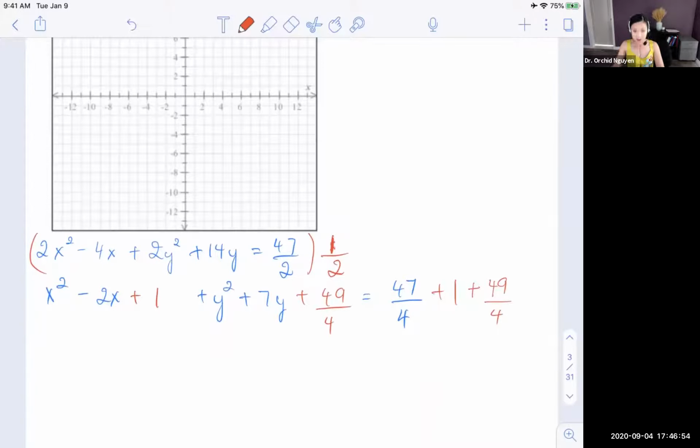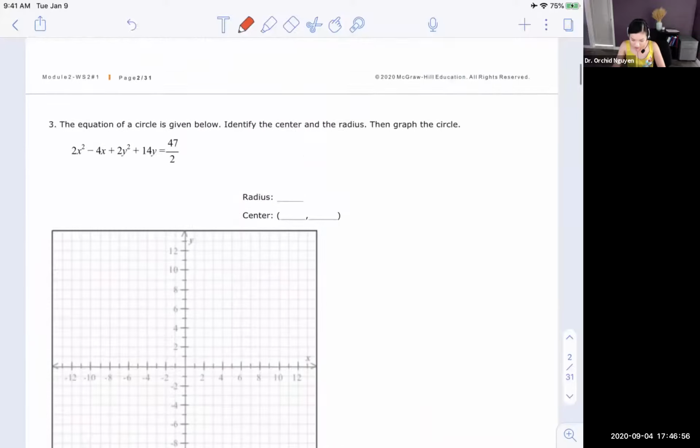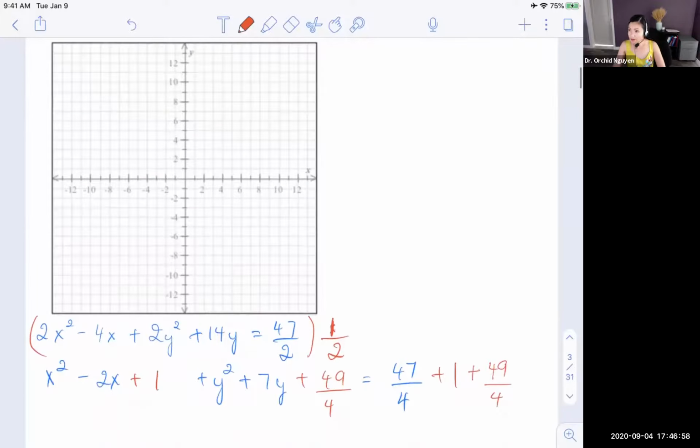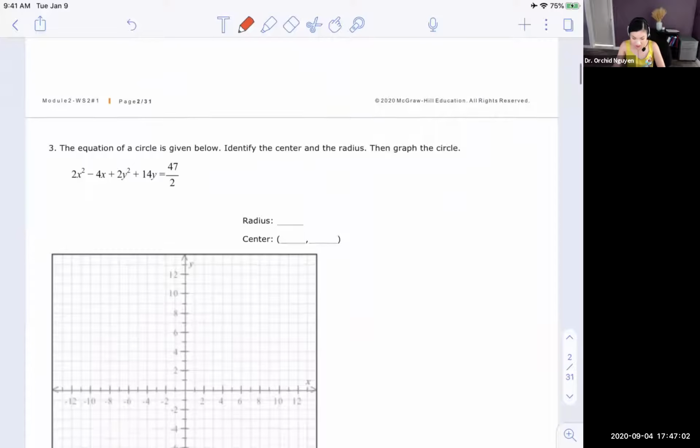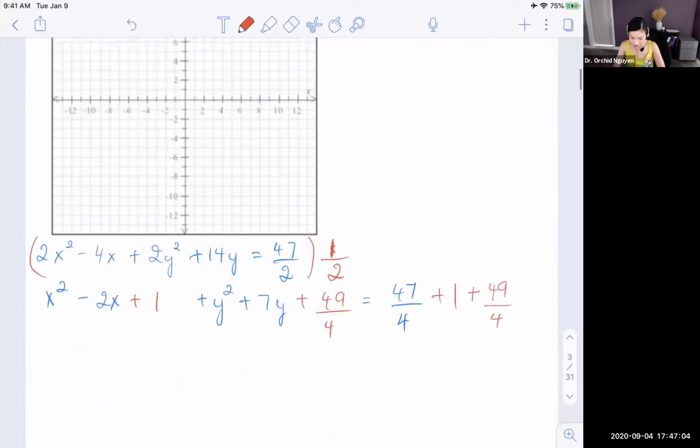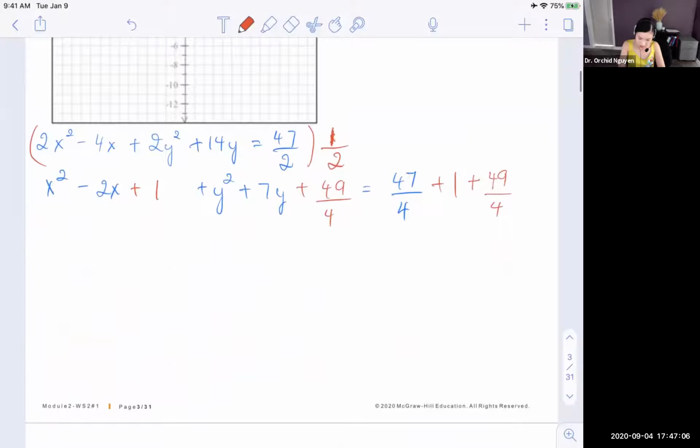All right. So what I have is... we're just going to have to simplify everything right now. So I have (x - 1)^2 + (y + 7/2)^2.